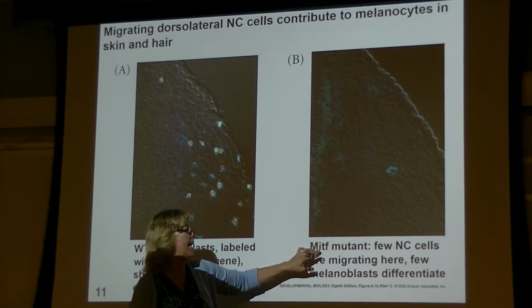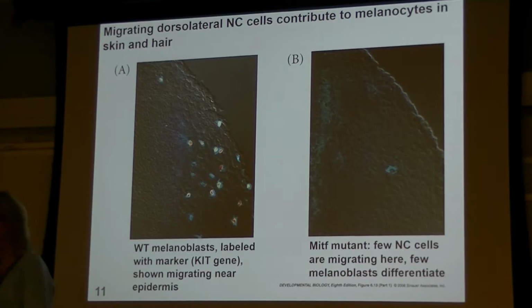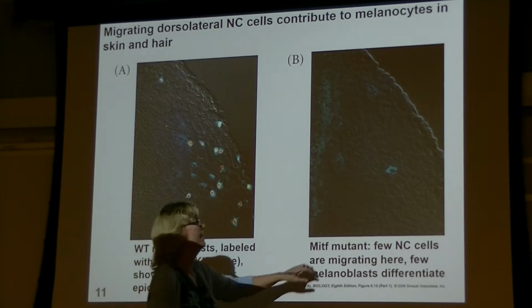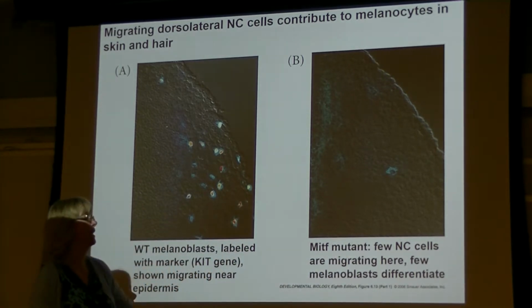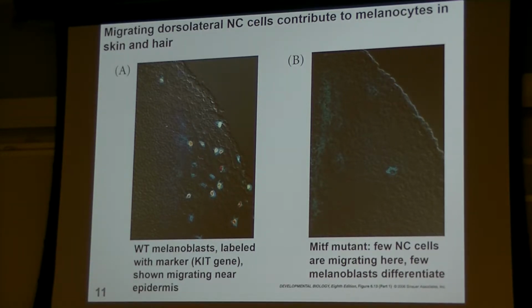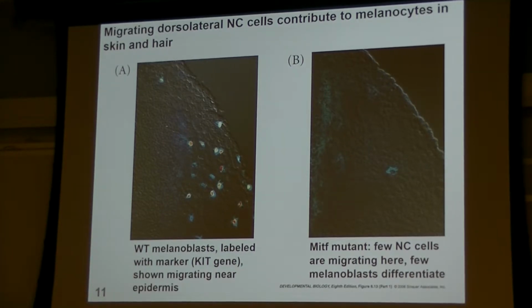Here's an example of a mutant that happens to be in a transcription factor called MITF. And in this case, what we've done is just reduce the number of neural crest cells that are migrating in this region. So occasionally you can see a lone guy there, but overall there's far fewer. And you're going to get fewer melanoblasts. If you think about what that might look like, it's probably going to be an animal with either very, very pale skin or white hair color, basically lacking pigment because they don't have many of these melanoblasts.